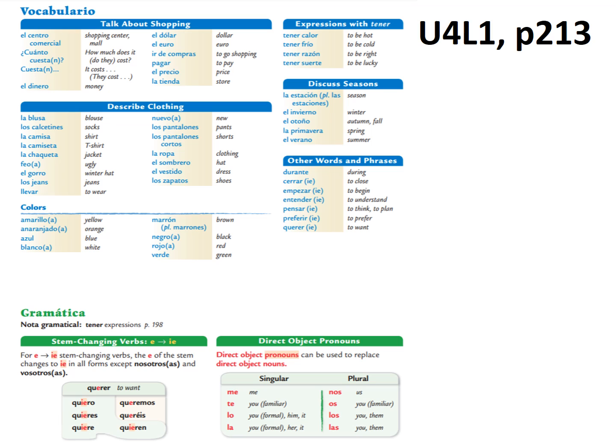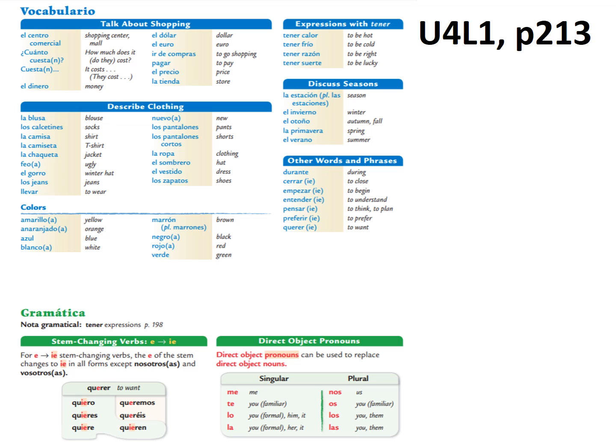We are focusing on stem changing verbs in this chapter of the type that are known as E to IE stem changing verbs. For E to IE stem changing verbs, the E of the stem changes to IE in all forms except for nosotros and vosotros. The prototype or sample that they're giving you to show you how a stem changing verb gets conjugated is the verb querer. Querer means to want.